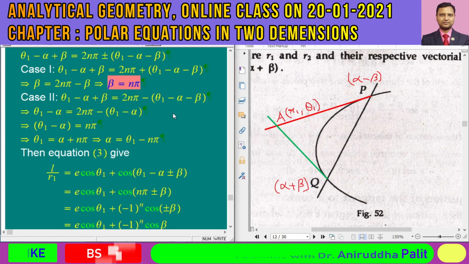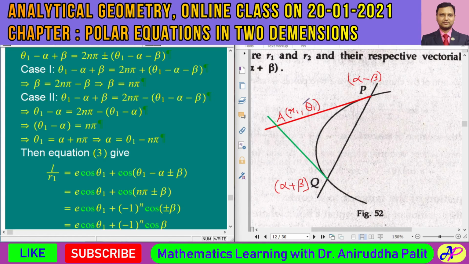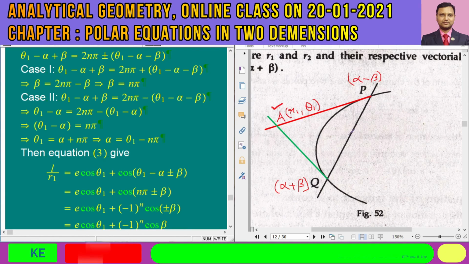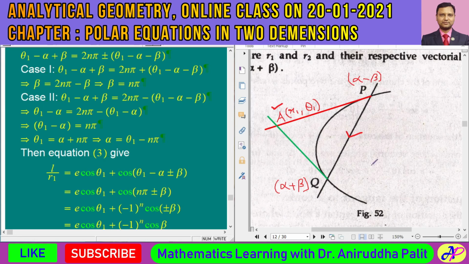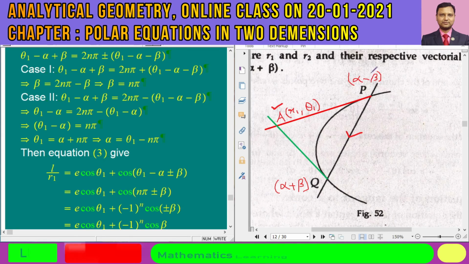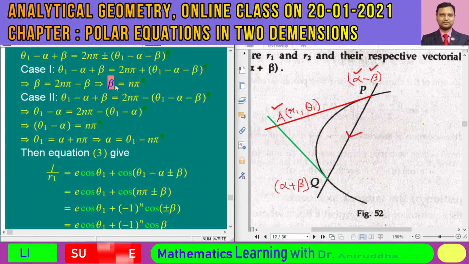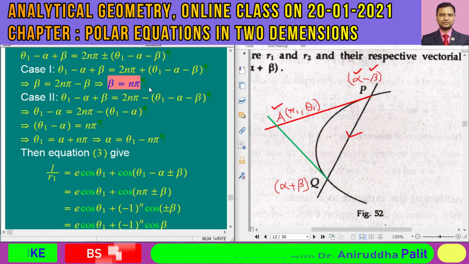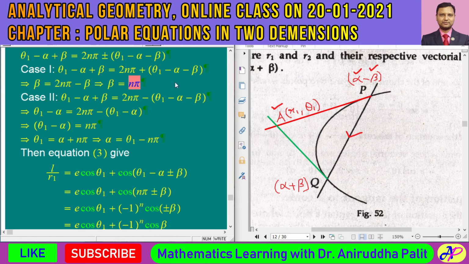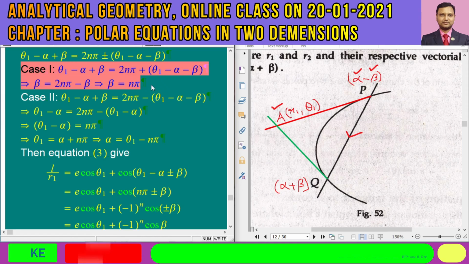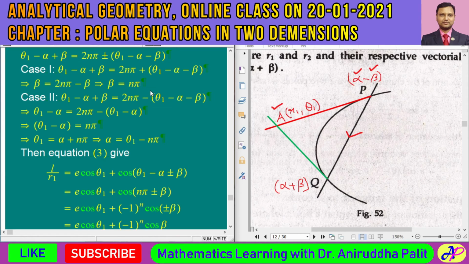And you see, beta equal to n pi is a particular value, and over here this capital A is an arbitrary point. Depending upon the position of the point capital A, the chord of contact should also change. And for different positions of the chord of contact, we expect different values of alpha as well as beta. So we cannot always get a constant value of beta equal to n pi. Therefore, case number one is not useful at all. It gives us a wrong result.